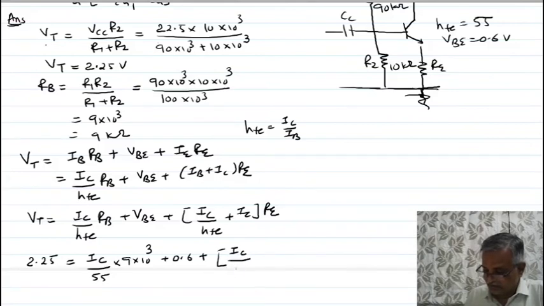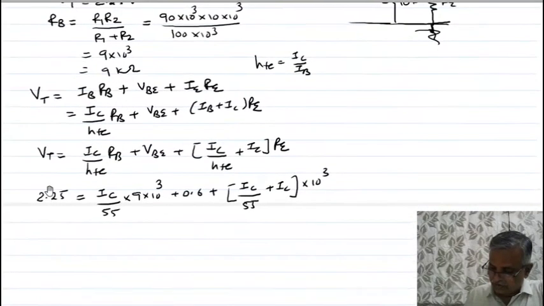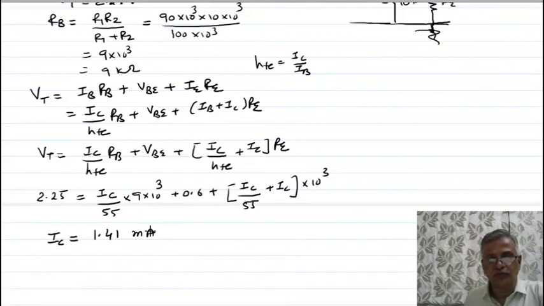HFE is 55. RE is 1 kilo ohm. If you calculate this, you will get IC is 1.41 milliampere. By putting the values of RB, HFE, VT, VB and RE, you can find the value of collector current.